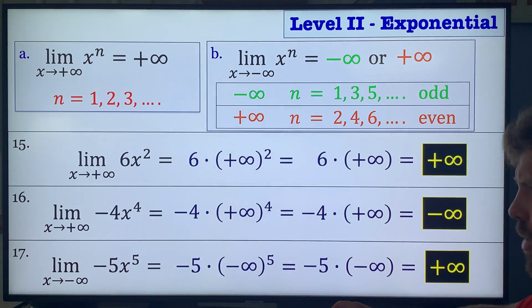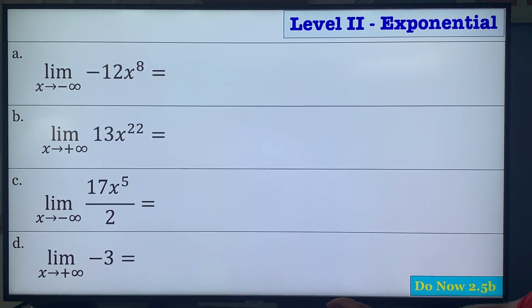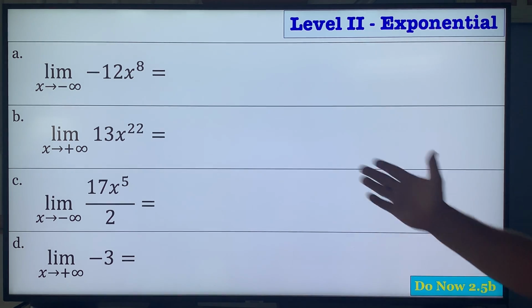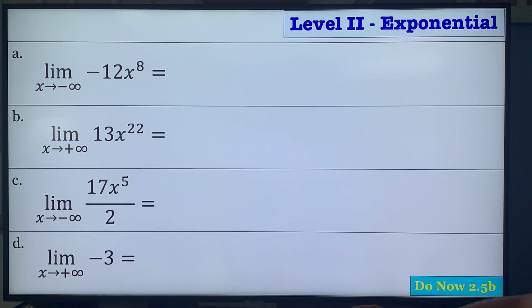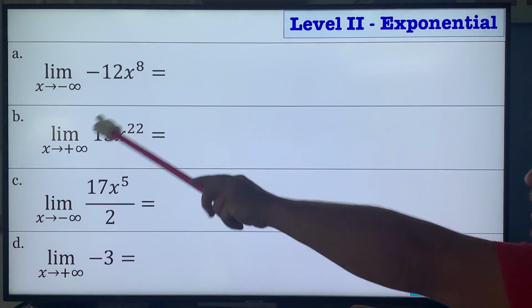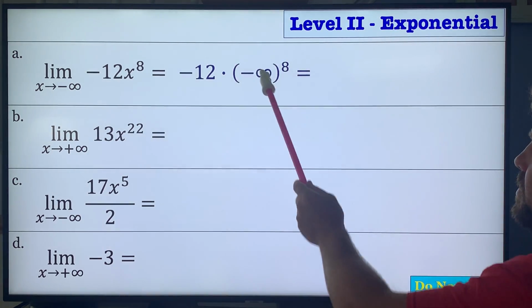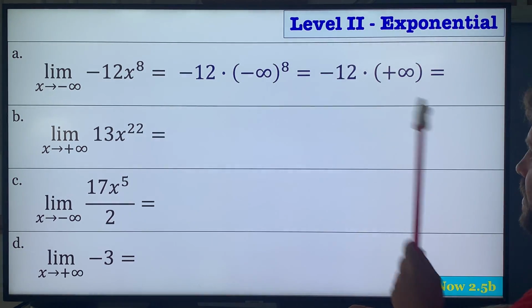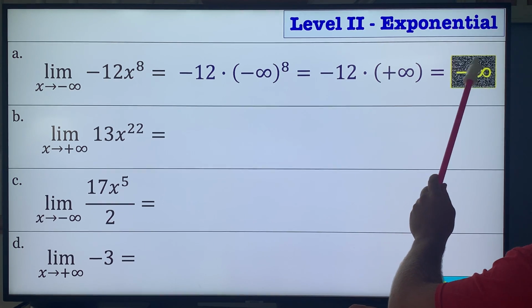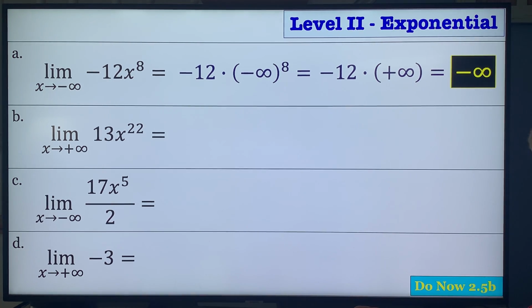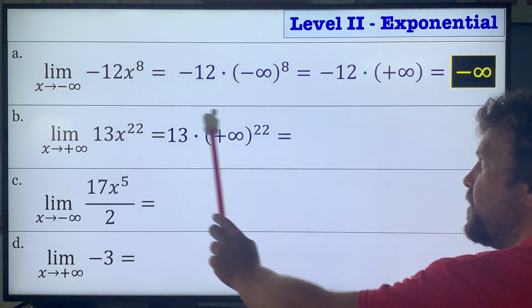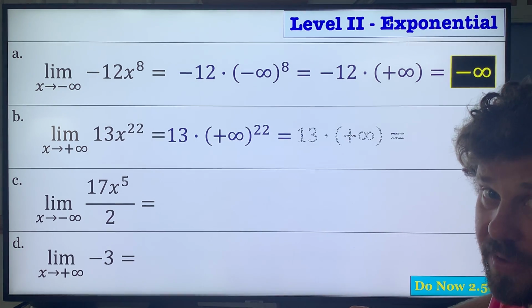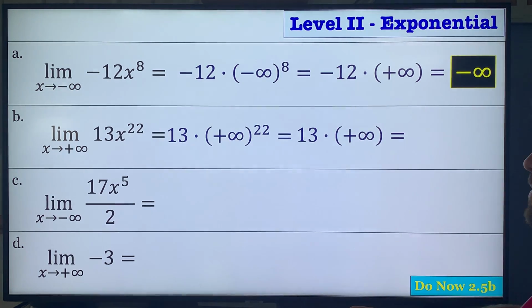Having fun yet? Awesome. All right, do now. All right, so negative infinity to the 8th power. Negative to an even power is a positive infinity. Negative times a positive is a negative infinity. All right? Infinity to the 22nd power. Still infinity. 13 times infinity. Still infinity.